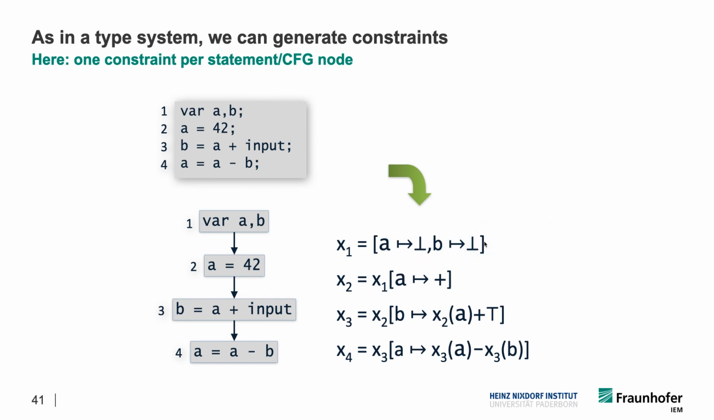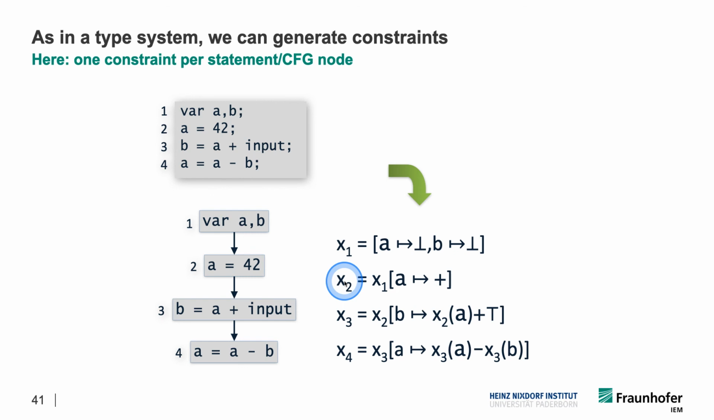That's what bottom really stands for in our lattice. And we name this environment X1. Then here, after this statement, we would take this environment X1, but we would update it with the following mapping. We would say that now A is definitely holding a positive value, right? Because 42 is definitely positive. So we are replacing this initial mapping for A that we had here by this one.